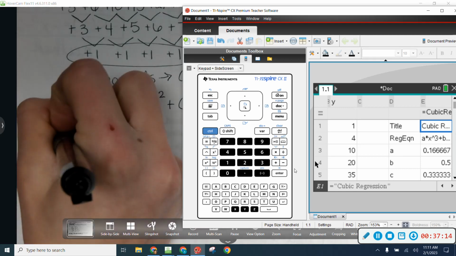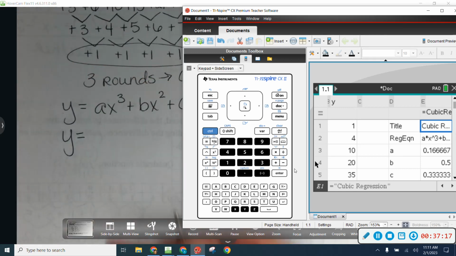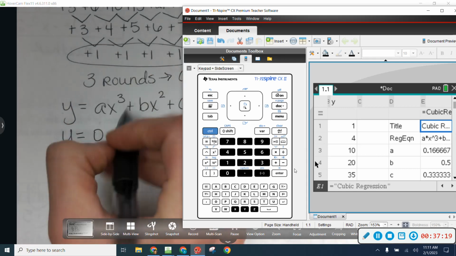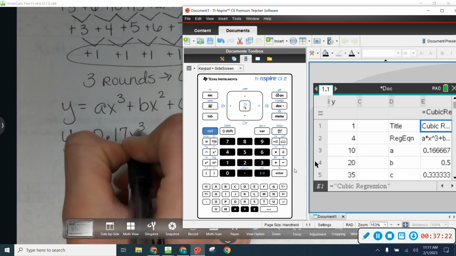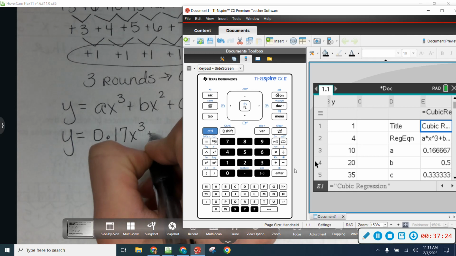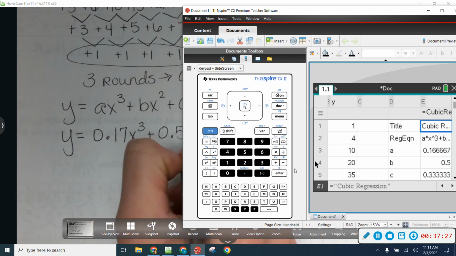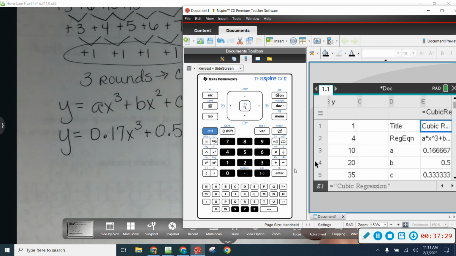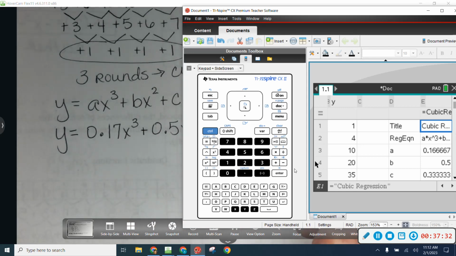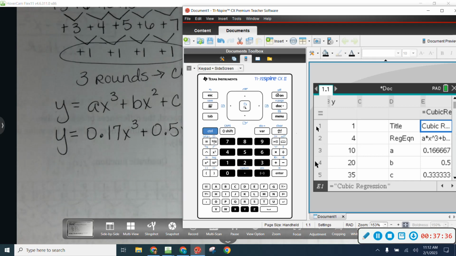Okay? So I'm going to have y equals, my a is 0.17 x cubed, plus my b is 0.5 x squared. Does anybody not have these values for a, b, and c? Okay, so you're in, okay, and it says x list, you make that x, type x. Then for y list, you type y, and then enter, enter.